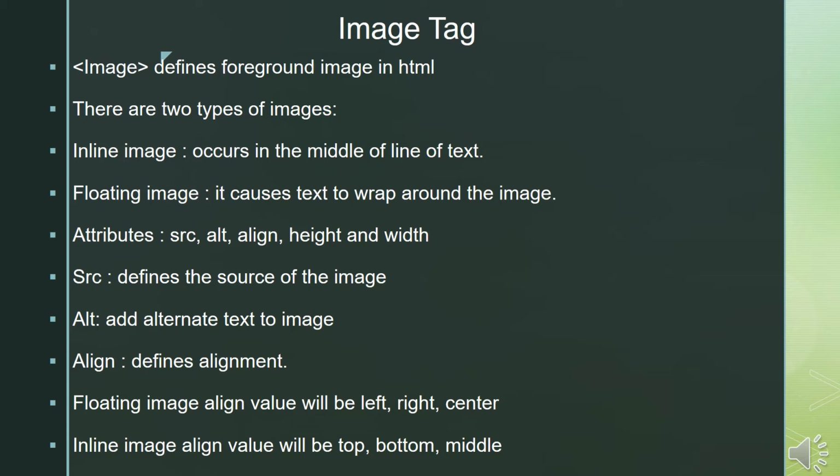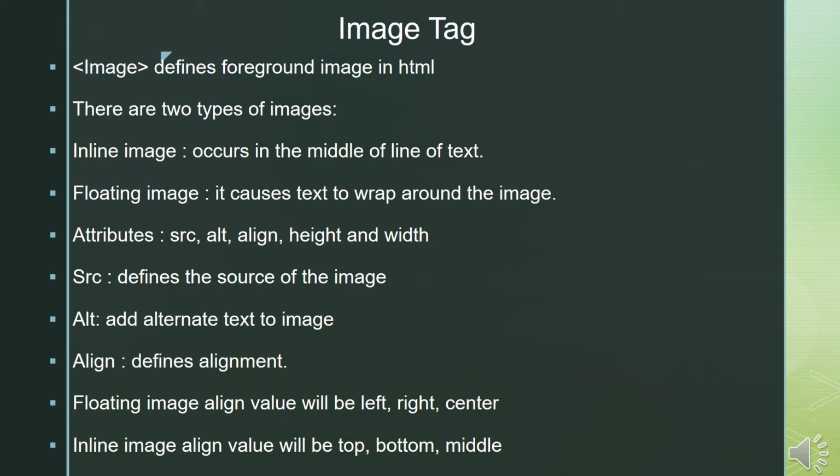Next is align. Align is used to define which type of image you are displaying, whether you are displaying a floating image or an inline image. If you put a floating image, the value of align will be left, right and center, and for an inline image the value will be top, bottom and middle.